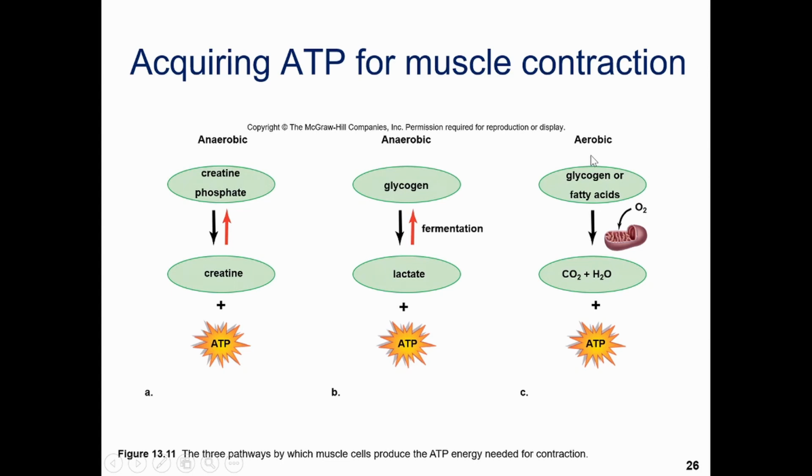Over here with aerobic cellular respiration, we're using our mitochondria, we're using oxygen, produces a lot more ATP, but it is a little slower. So we can't use this pathway to do a quick burst of energy, but we can use this pathway when we need a longer term, more sustainable pathway for some sort of activity we're doing that's going to take some time.